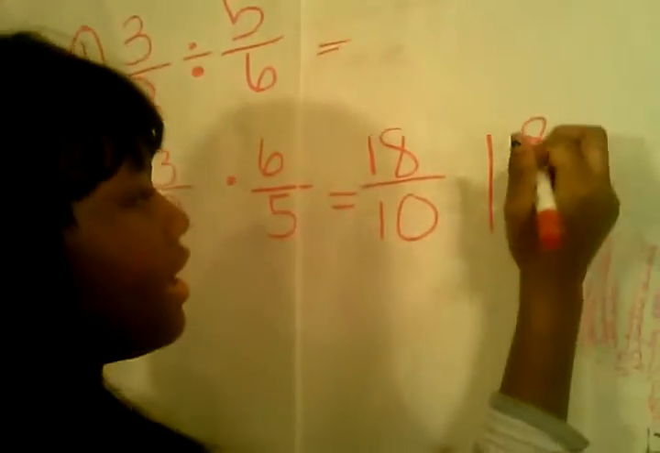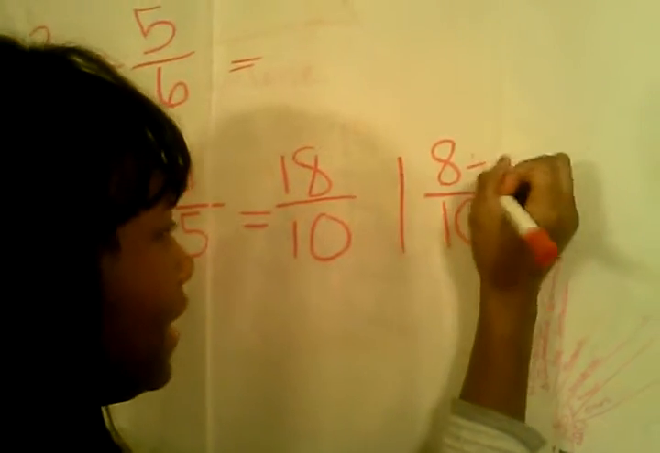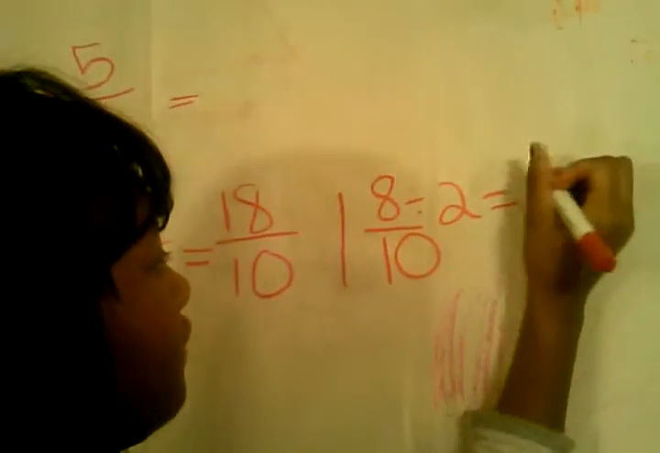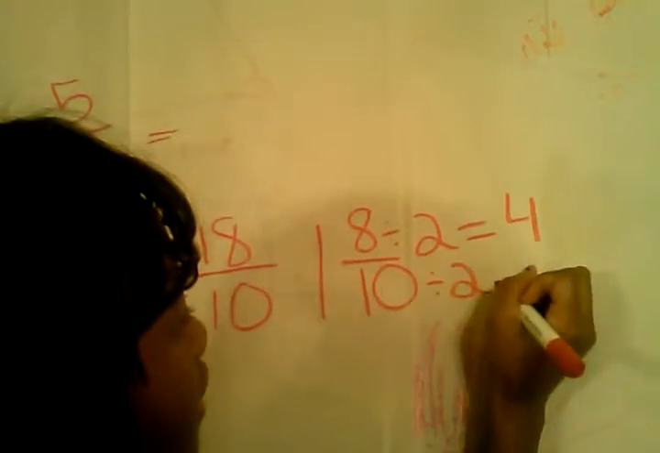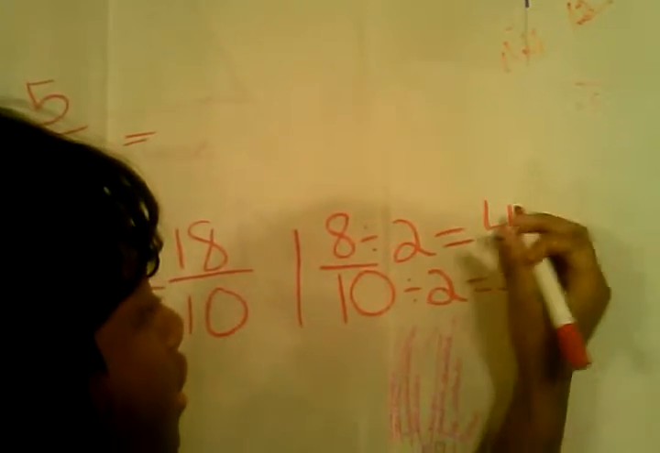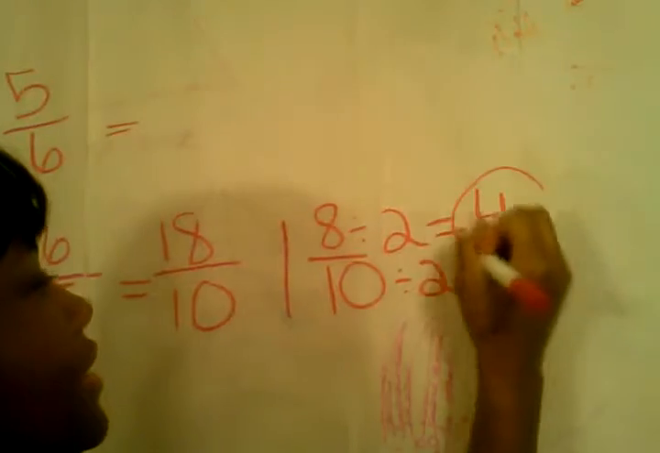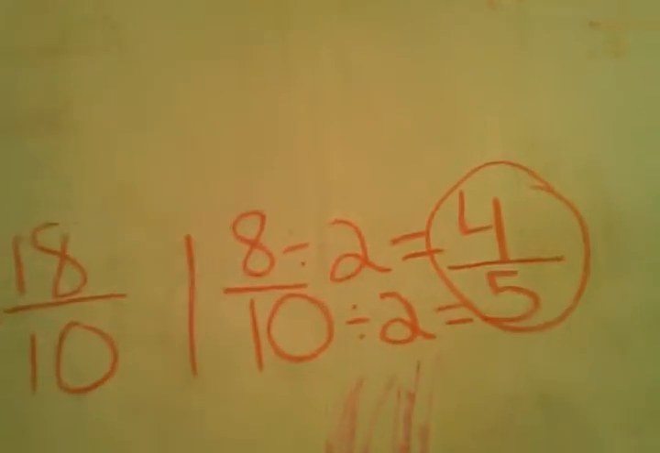Then you divide 8 divided by 2 and you get 4. Then you divide 10 divided by 2 and you get 5. And the answer to this is 1 and 4/5.